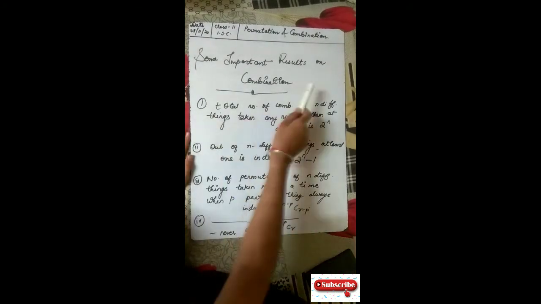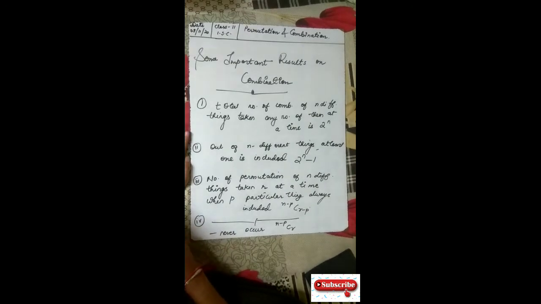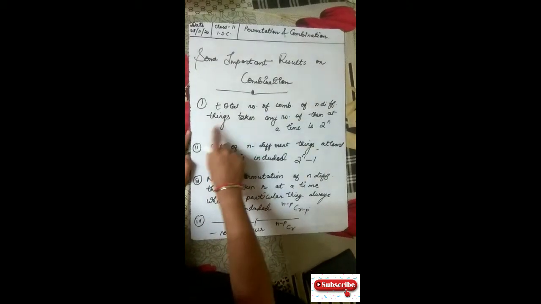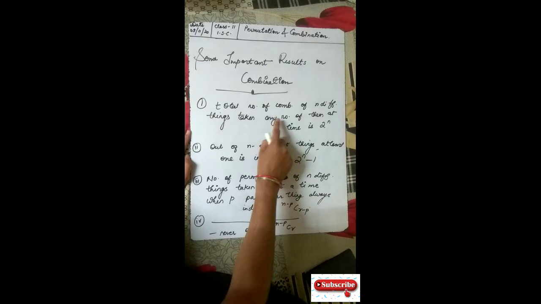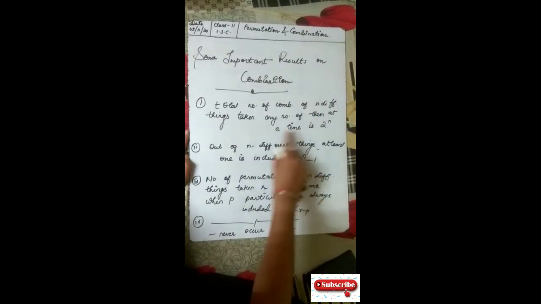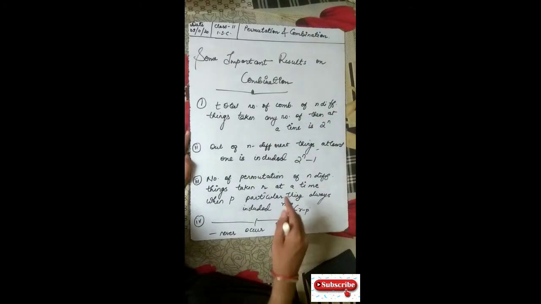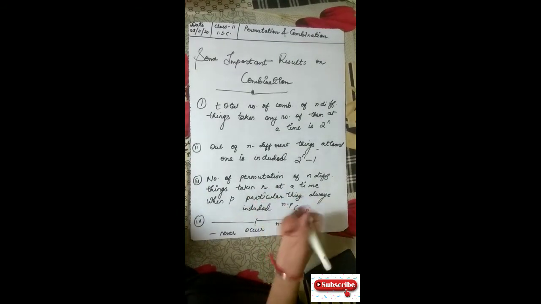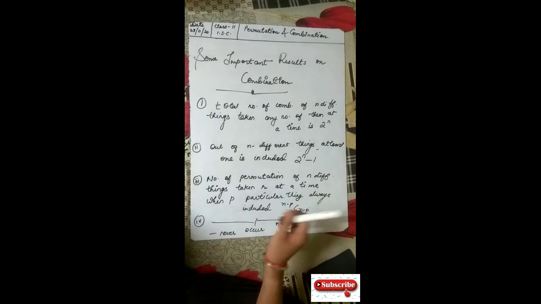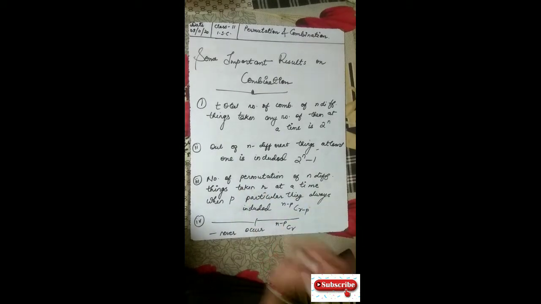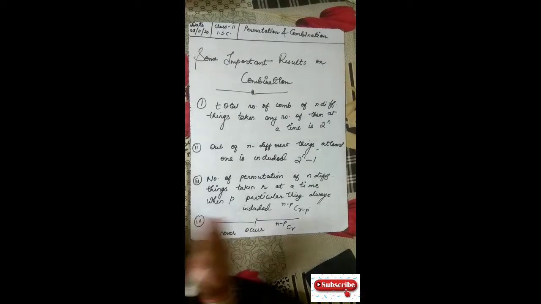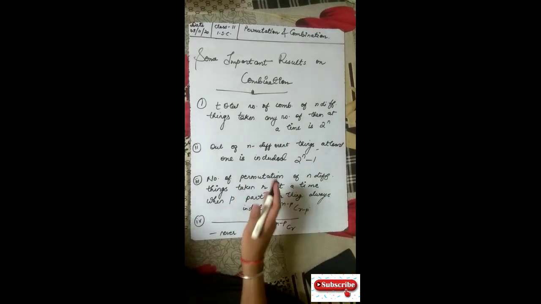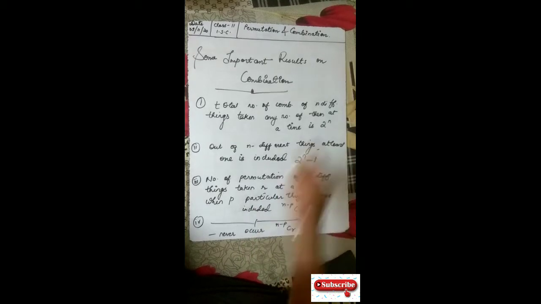In this, some important results on combination. The 4 results I have written here. Okay, first result is what? Total number of combinations of n different things taken any number at a time will be 2 to the power n. We sometimes say that each thing may be disposed of in 2 ways. It may or may not be chosen. So therefore, the total number of ways of disposing all the n things will be 2 to the power n.